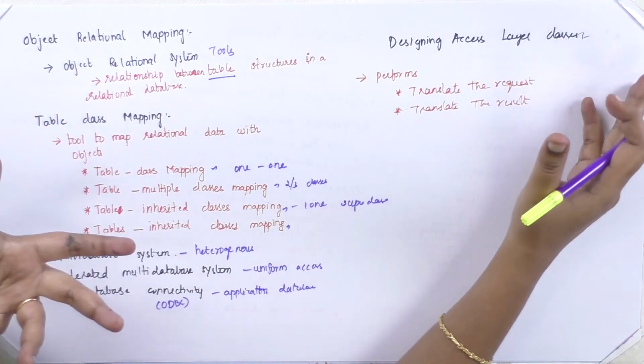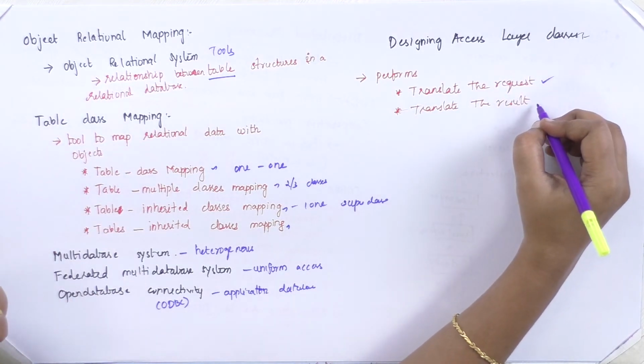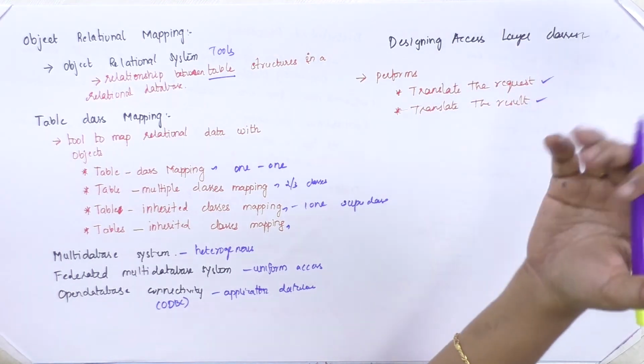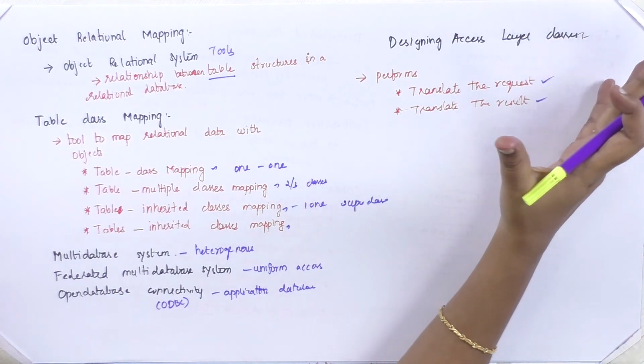Here the access layer's task is to perform two things. One is that it has to translate the request, and then it has to translate the result. So these access layer classes have to be designed in such a way that these two tasks are performed by those classes in a correct manner.